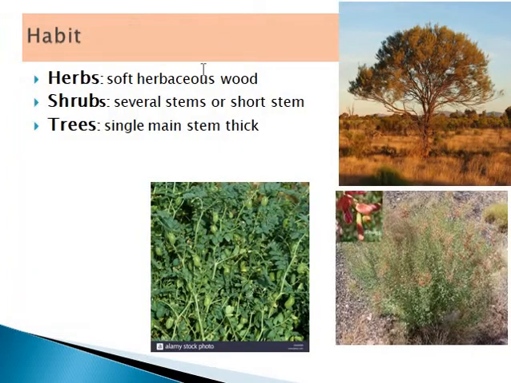Now we have to discuss the habit, that is, describe its vegetative characters. First, the habit is herb, shrub, and tree. Herbs are soft herbaceous plants. You can see this gram plant, which is herb in nature. In this picture, this is camel thorn, Kandero, a shrub which has several main stems. And if you see the trees, this is an example of the acacia plant, which contains a main trunk that is woody in structure and also bears different kinds of thorns.